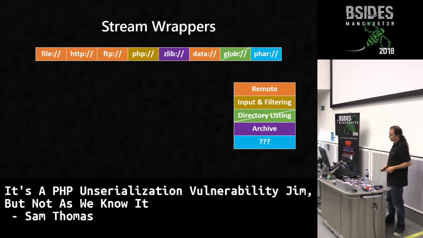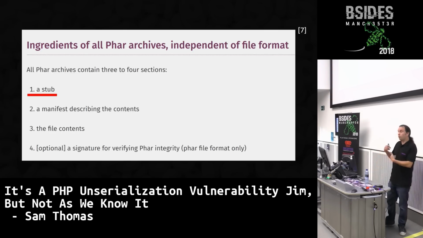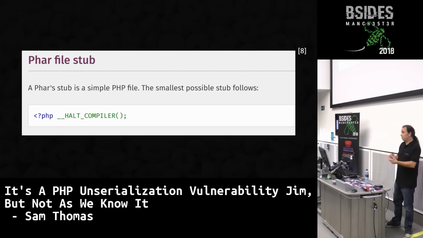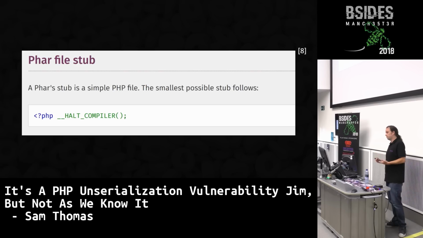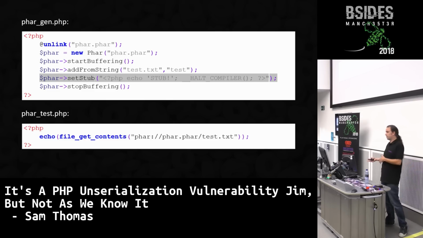So we're focusing on the phar wrapper, and within the manual, it lists everything that's in a phar archive. And the first thing it lists is quite interesting. There's something called a stub, and the stub contains PHP code. So immediately as an attacker, we think, well, can we get it to run that code through the stream wrapper? So I wrote a simple test program to set the stub to just echo something out, and then to access the file through the stream wrapper.